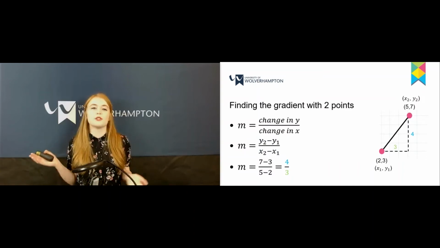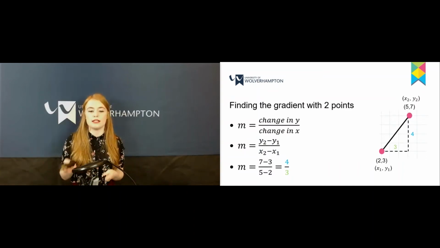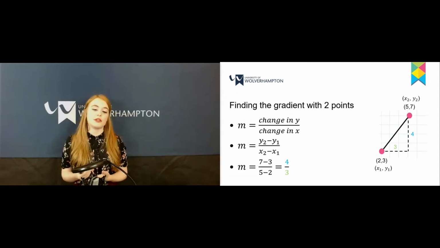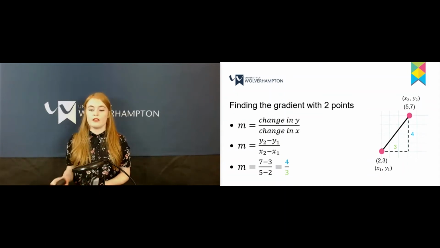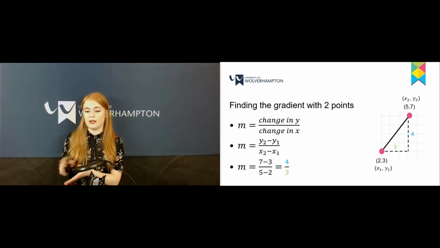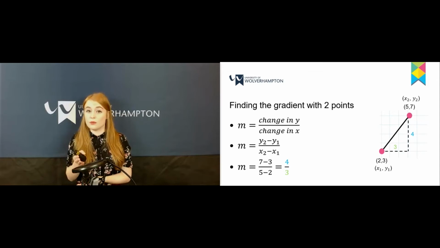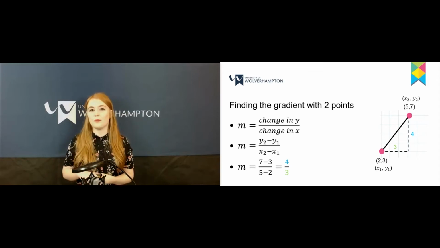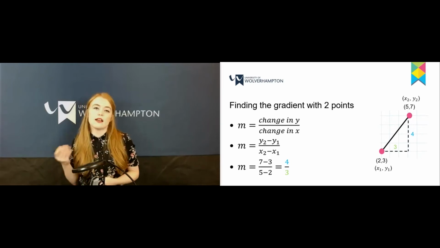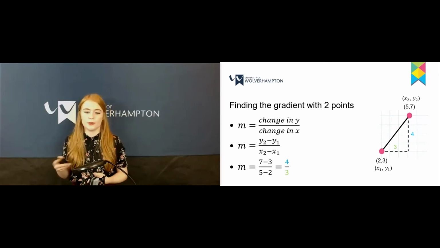So if we had 2 points and we wanted to find the gradient, we could find the change in y and divide it by the change in x. So let's have a look at these 2 points. We have points 2 and 3, and I'll say that's our x-coordinate number 1 and our y-coordinate number 1. And we have 5 and 7, and I'll say that's the x-coordinate 2 and y-coordinate 2.